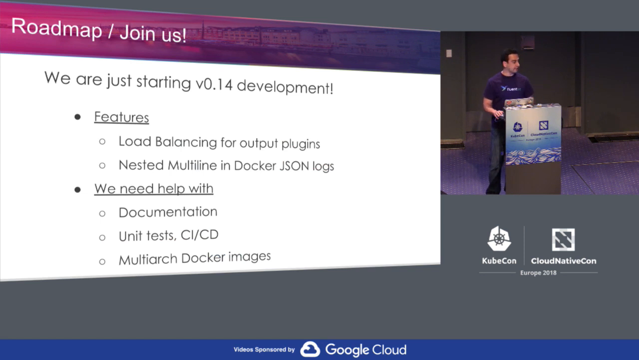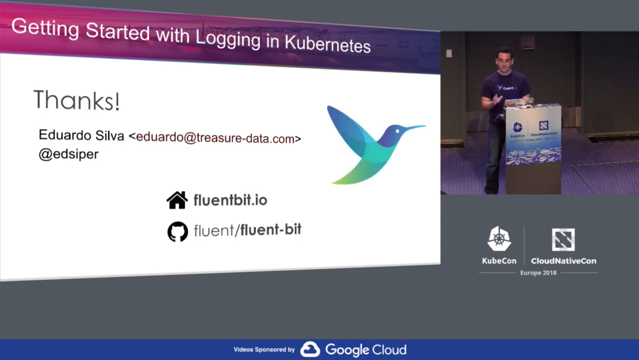So we're just starting the next version, 0.14, the development. We started just after KubeCon. So our goal is to add load balancing for multiple outputs. Maybe if you are sending to one Elasticsearch, you can have many, with failover, round robin, and support nested multi-line in Docker JSON logs, for example, Java stack traces. And we need help with documentation, unit testing, with everything that relates to an open source project, so you can reach us anytime. Thank you so much.